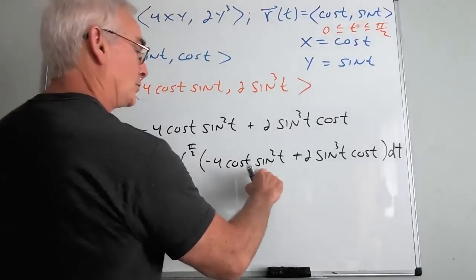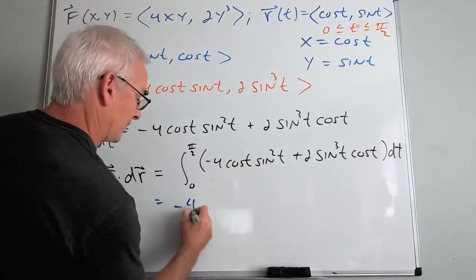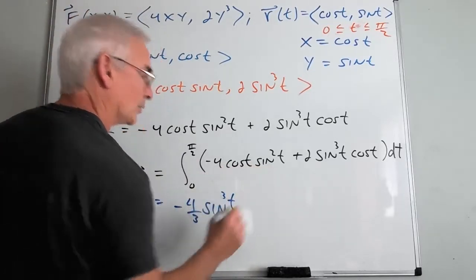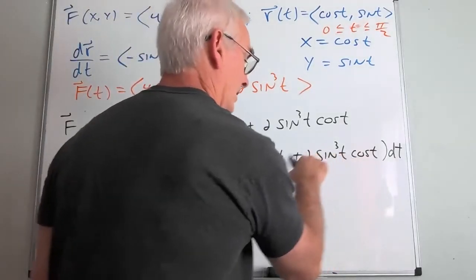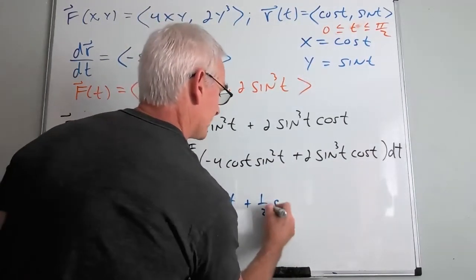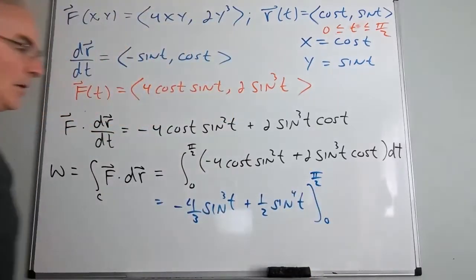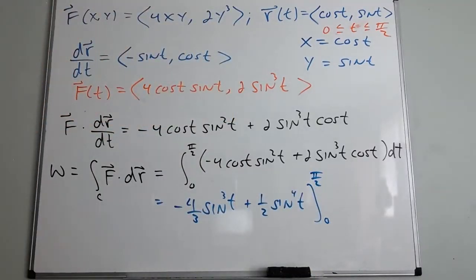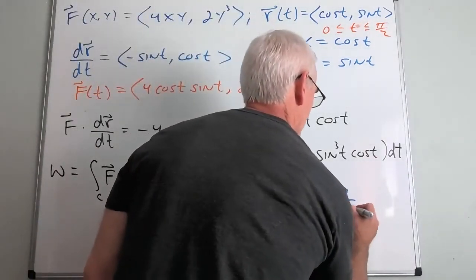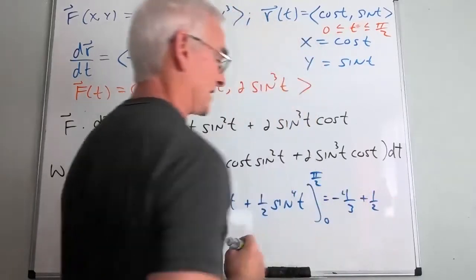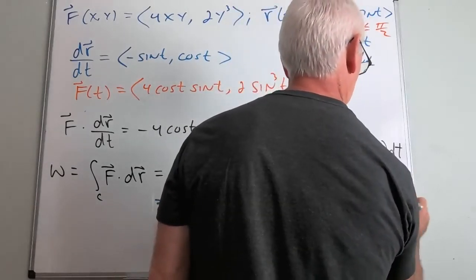So the first one, u squared du, I'm going to have 1/3 u cubed, so that'll be negative 4/3 sine cubed. Here I have u cubed du, so it'll be 1/4 u to the 4th times 2, that'll be 1/2 sine to the 4th, integrated. Well, I know that sine of pi over 2 is 1. I know that sine of 0 is 0, so my final answer is just going to be negative 4/3 plus 1/2. So what will that be? It'll be negative 8/6 plus 3/6, or negative 5/6.